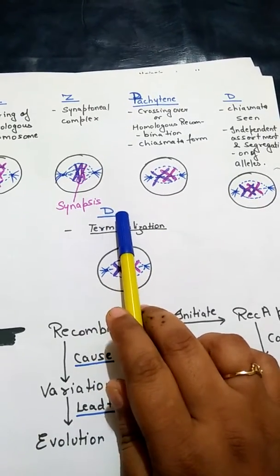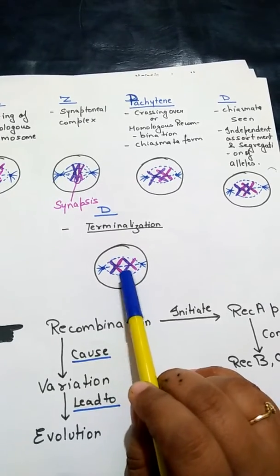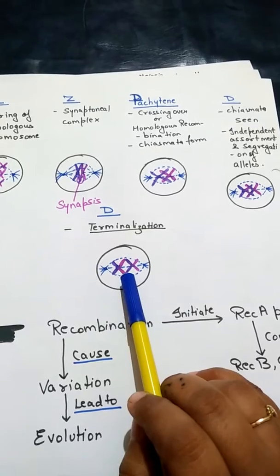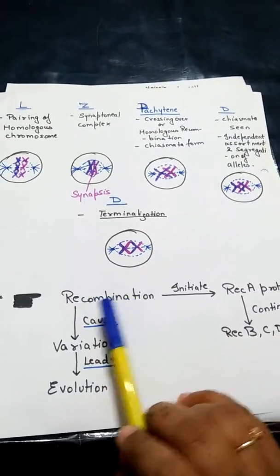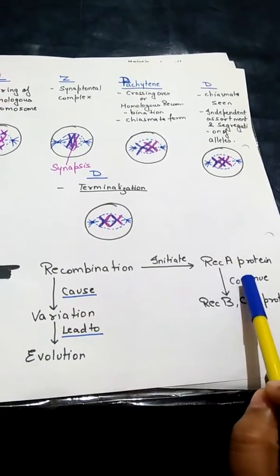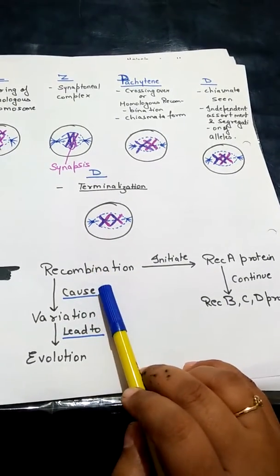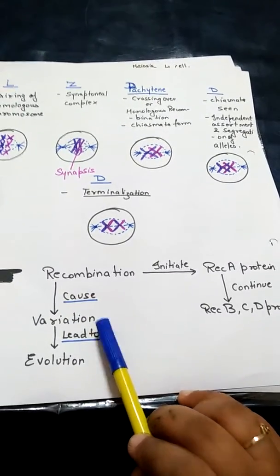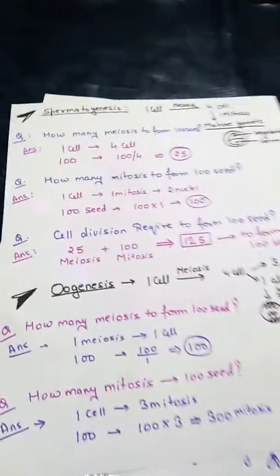In diakinesis phase, terminalization will occur because the exchange of gene sequences has been completed and now the chromosomes are at the terminal to get separated from each other. Now recombination. This recombination is initiated by a protein called RecA protein, continued by RecBCD protein. What does recombination do? Recombination causes variation by which we all are different from each other. It leads to evolution.